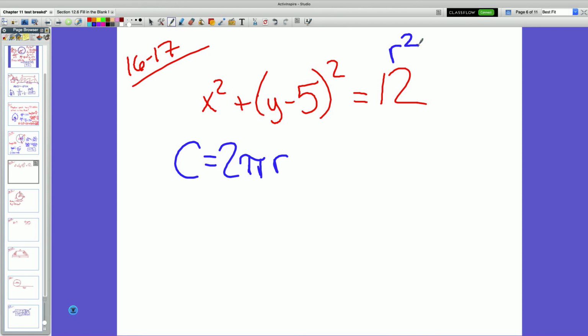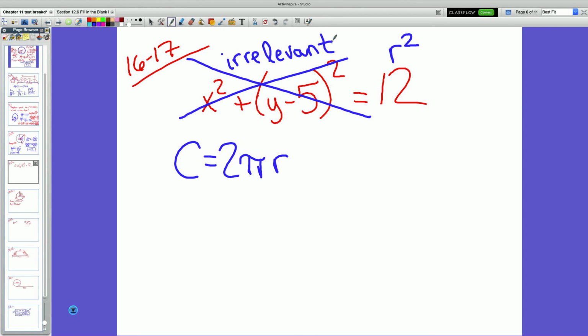So finding r, I don't even care about the rest of this. This is all irrelevant. All I care about is this side, and that's equal to r squared. But I just want r, so I need to square root that.